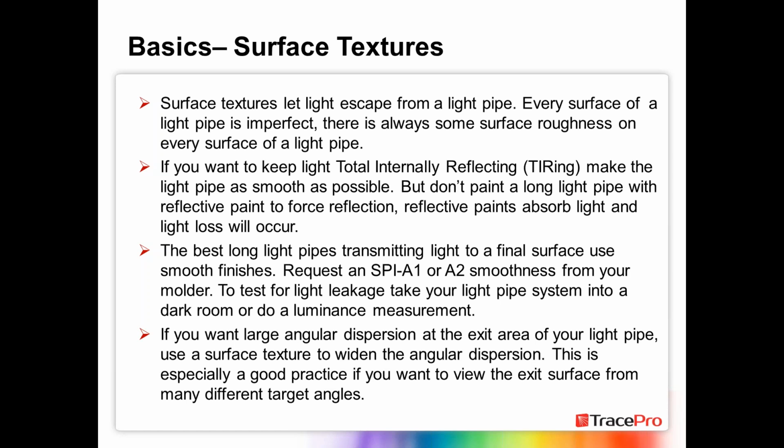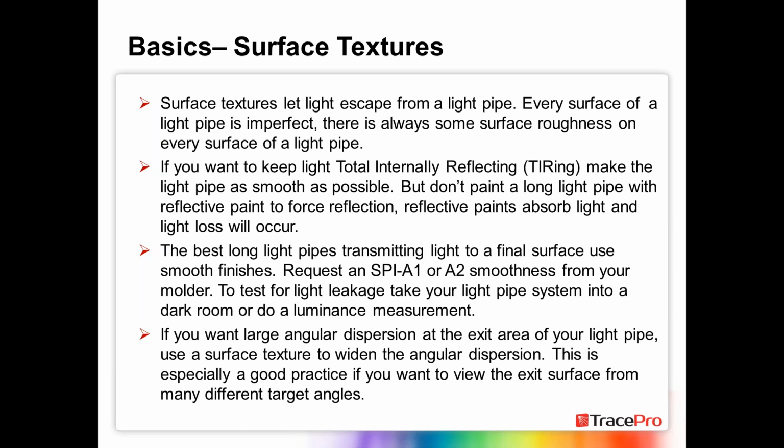But don't think about painting. When we use a reflective paint on the outside of a long light pipe, there's absorption that goes on. And when you get out to the end, you may have only 10% left if it's a long light pipe. So there's going to be light loss all the way along the pipe. The best long light pipes that transmit well use a final surface finish around an SPI-A1 or A2 smoothness from your molder.